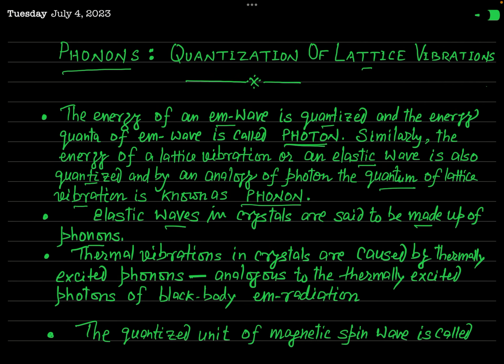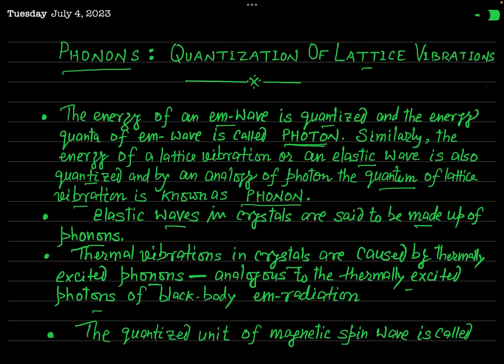For example, if you are talking about thermal vibrations in crystals, these thermal vibrations are caused by thermally excited phonons. And this is analogous to the thermally excited photons of black body electromagnetic radiation. When you increase the temperature of a black body, radiation is emitted, and that emitted radiation is actually the stream of thermally excited photons. In the similar manner, when lattice vibration is caused by thermal excitation, by increasing the temperature, the phonons responsible for the quantized energy of this vibration are called thermal phonons.